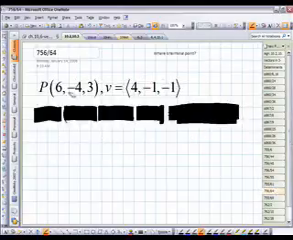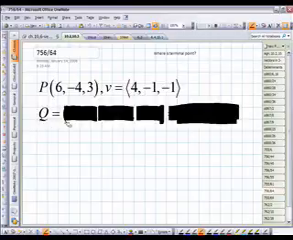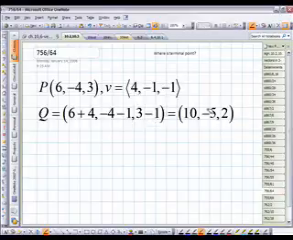We have an initial point, a vector, and we want to get the terminal point. So to get the terminal point, we simply add the vector component by component, and there is our terminal point.